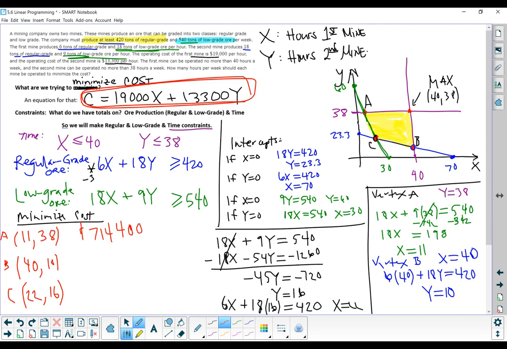And again, we just repeat that, subbing them into our cost equation that I have outlined in red at the top. 19,000 times 40 plus 13,300 multiplied by 10. And we are looking for the minimum here. That's something to definitely pay attention to. Some problems are looking for a max.